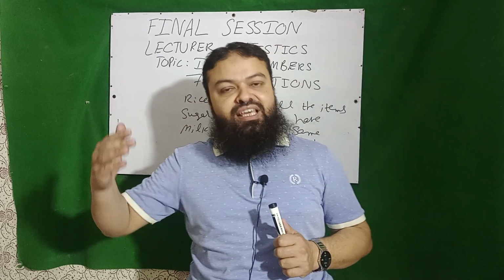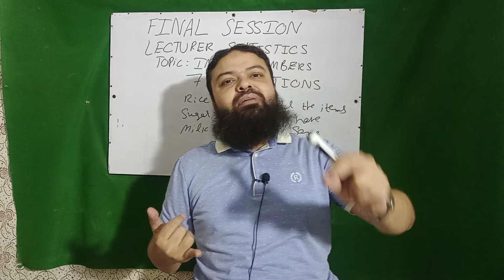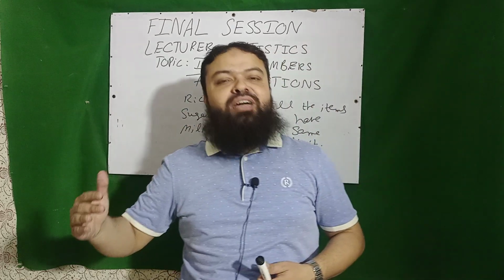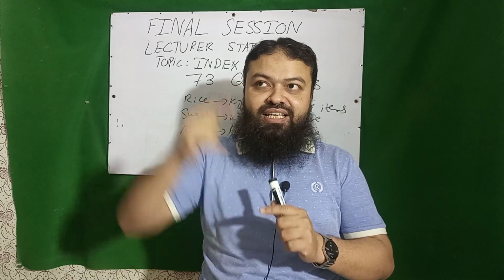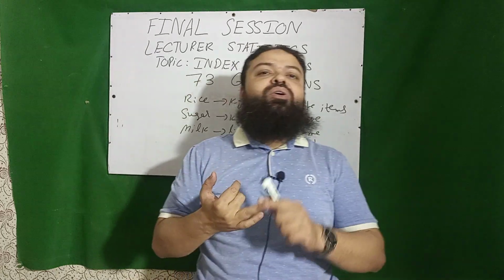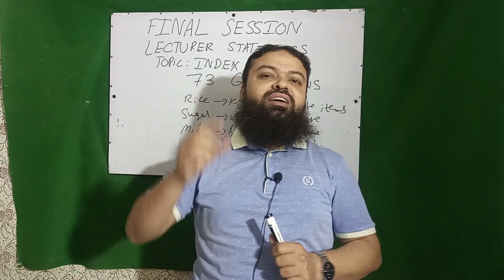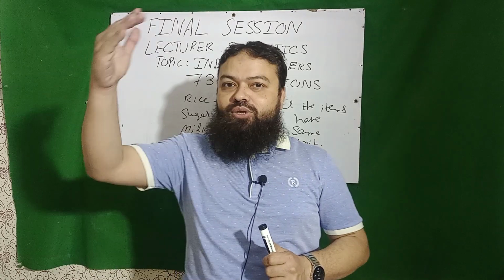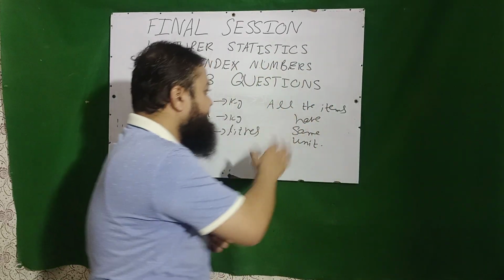And then unweighted has two types: simple aggregative method, which is summation Pn over summation P naught multiplied by 100. Then the second one is average of relative index numbers. And what is the drawback of simple aggregative method? There are two disadvantages. It does not consider the relative change. It does not divide every value with the preceding one. Second, if all the units are not the same for the commodities, then it is not suitable to calculate simple aggregative index number. It is suitable whenever we have the same units, kilogram, kilogram, kilogram, kilogram, for all the household items. And then for weighted index numbers we have.